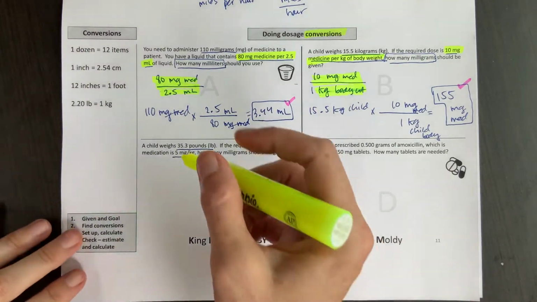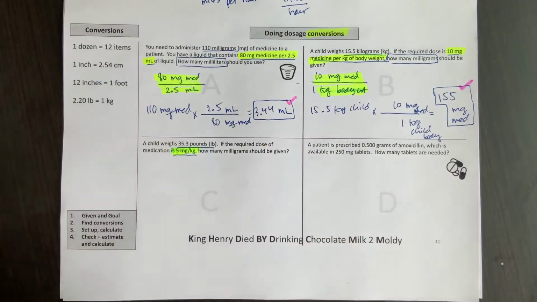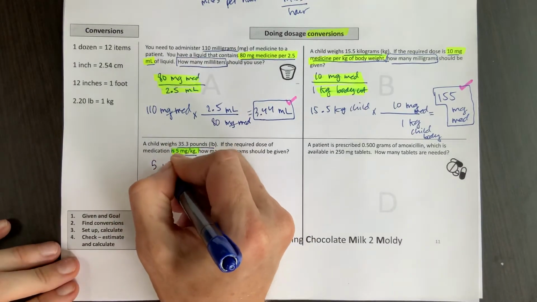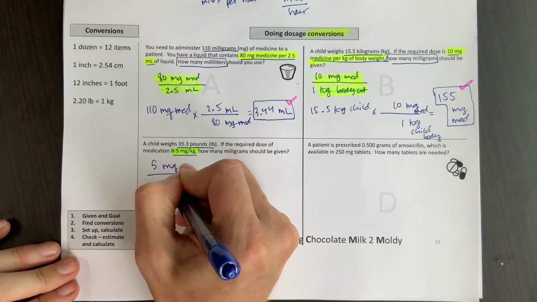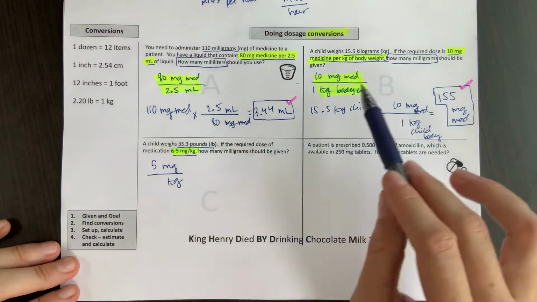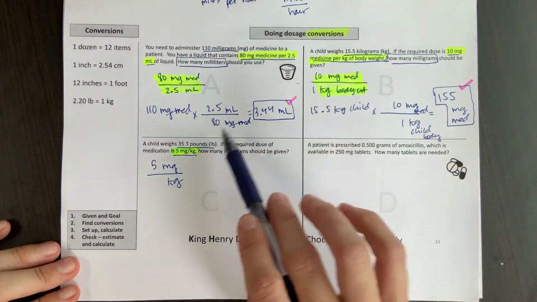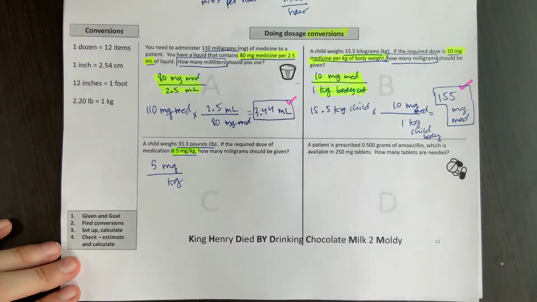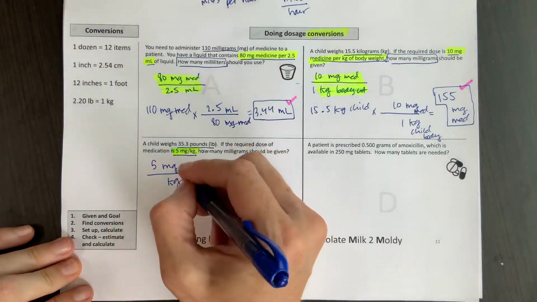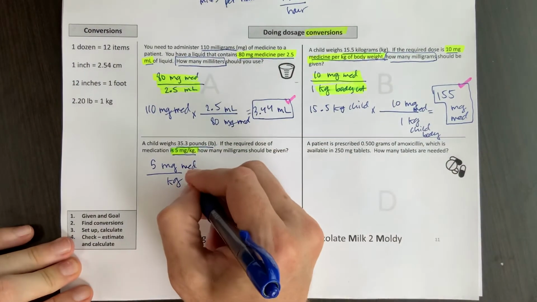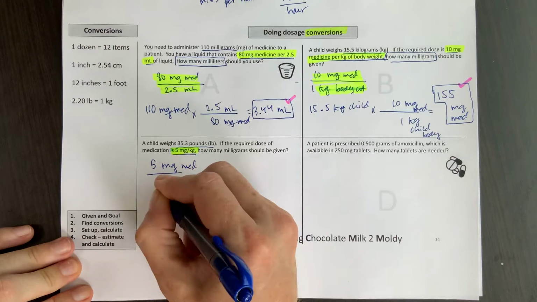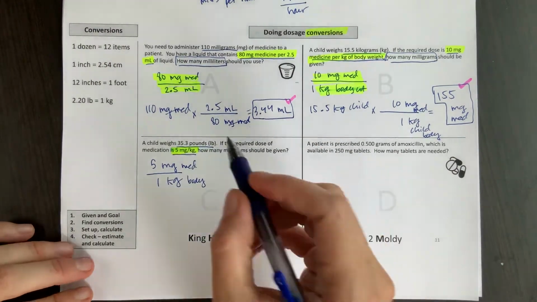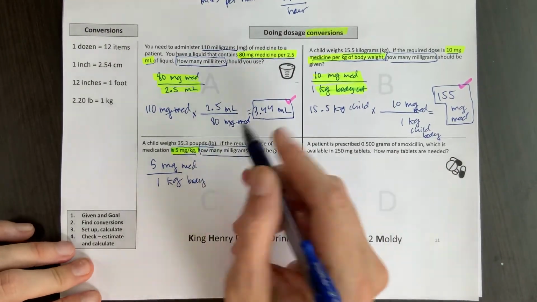That's how I read that. This is milligrams over kilograms, so let's just rewrite that: 5 mg over kg. And this is that same unit as here. It's just written a little bit differently. So you want to recognize that these are the same thing. This is milligrams of medicine always, and this is kilograms of body weight, and it's always per 1. And then here's my how many milligrams should be given.